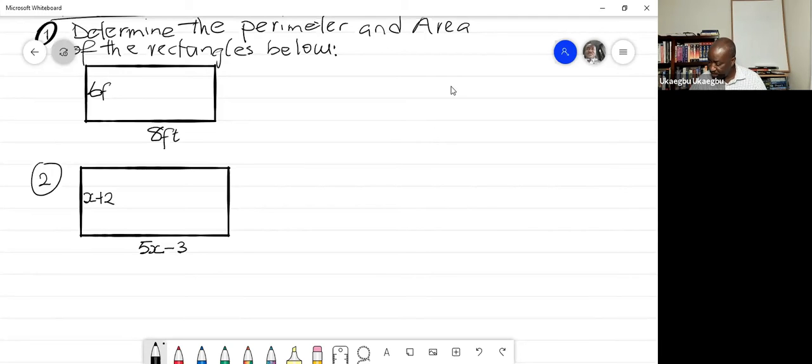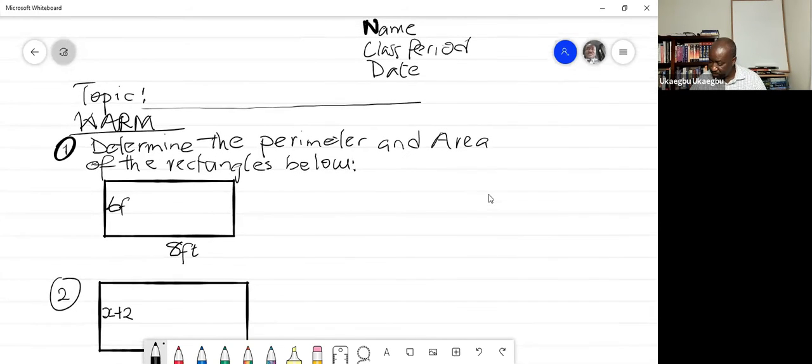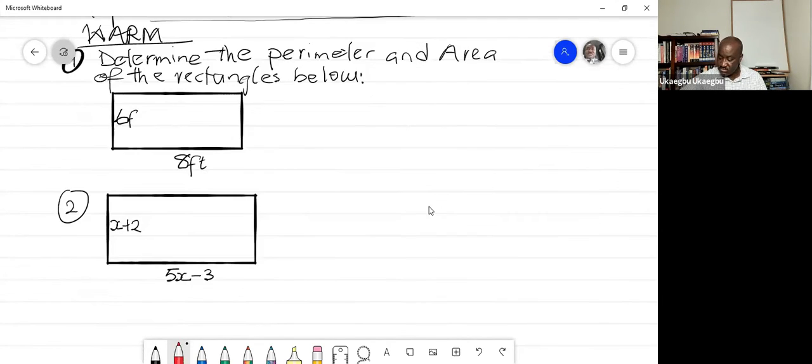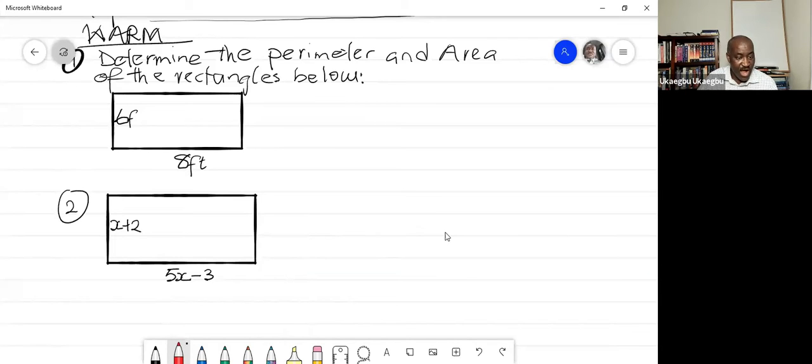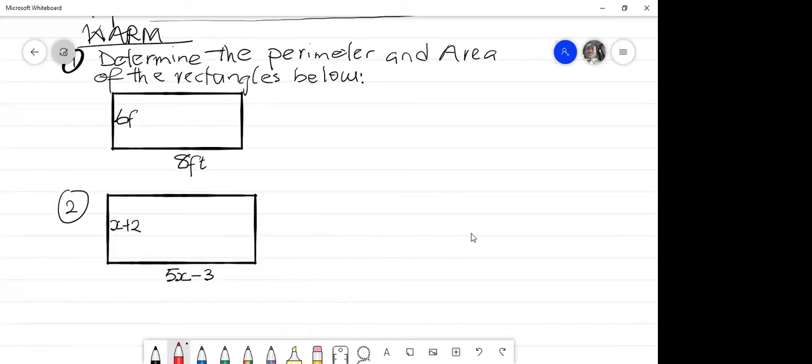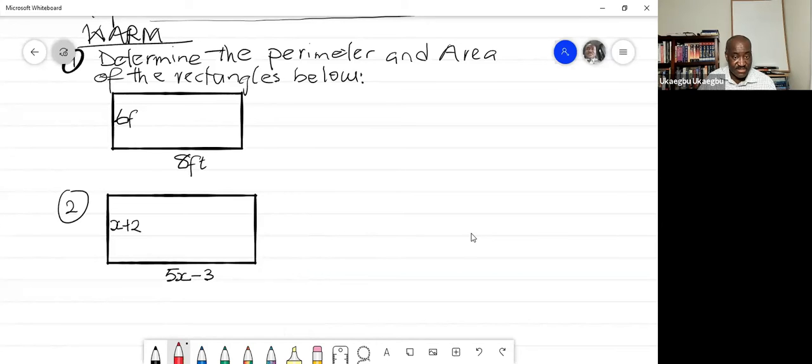So while you're doing that, I can now write my topic. The topic, 2 more minutes, 1 more minute. Okay, so now let's go. The first one, I need a volunteer. You tell me, start with the perimeter, then another person will tell me the area.